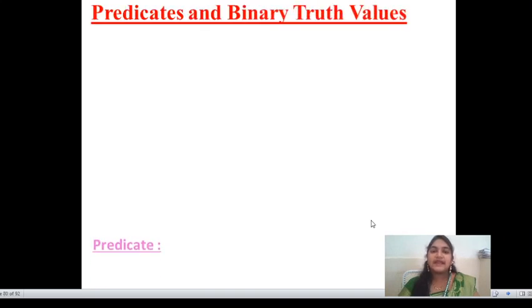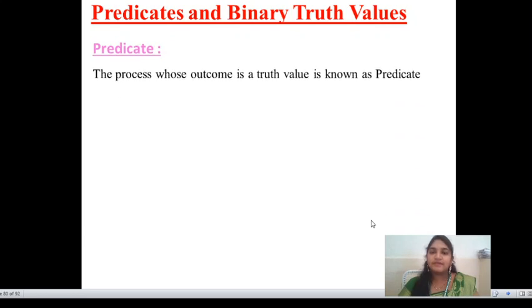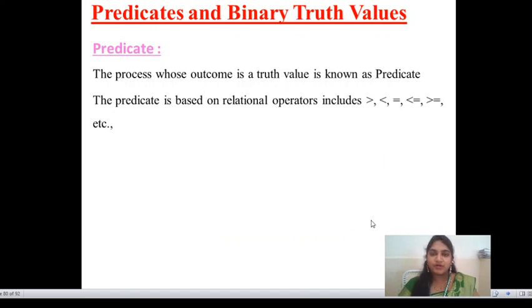So, predicate and binary truth values. What is meant by predicate? A process whose outcome is a truth value is known as a predicate. Truth values, you all know, are T and F. T means true, F means false. The predicate is based on relational operators, including greater than, less than, equals to, greater than or equals to, less than or equals to, etc. So that is the predicate.